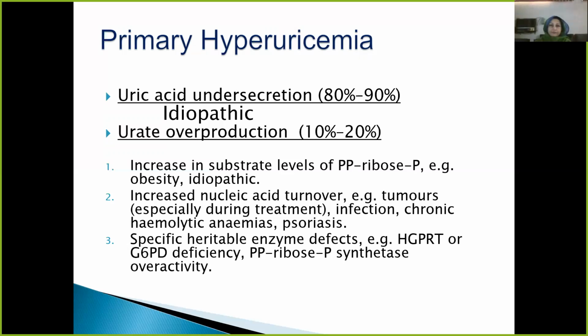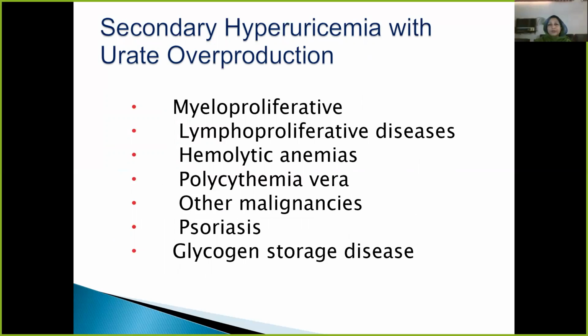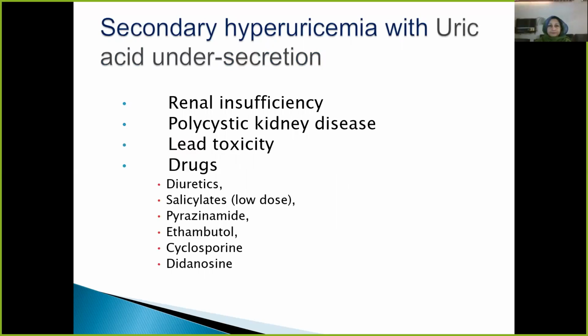Secondary hyperuricemia with urate overproduction is seen in myeloproliferative diseases, lymphoproliferative diseases, hemolytic anemias, polycythemia vera, other malignancies, psoriasis, and glycogen storage disease. Secondary hyperuricemia with uric acid undersecretion, seen in renal insufficiency, polycystic kidney disease, lead toxicity, drugs like diuretics, salicylates, pyrazinamide, ethambutol, cyclosporine, and didanosine.